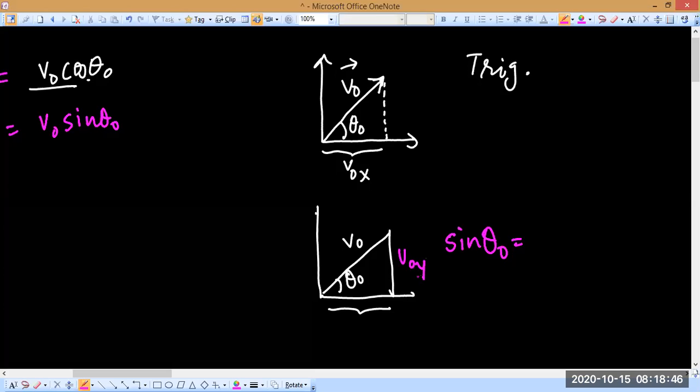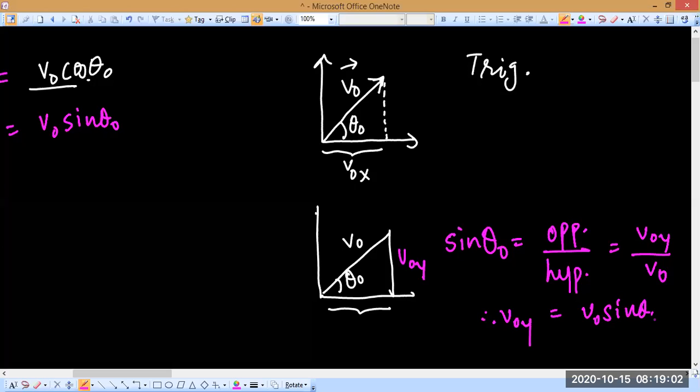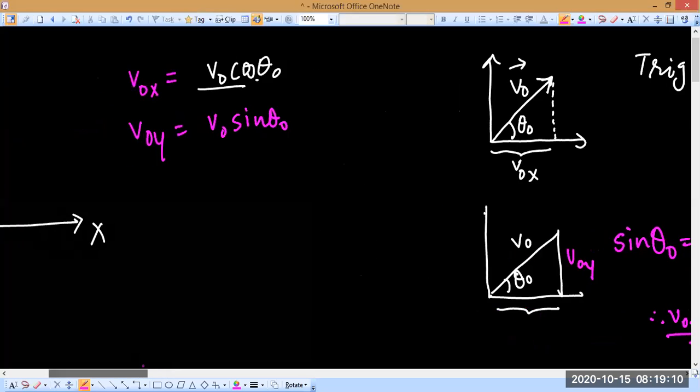This is V0y. So if you want to find V0y, you have to take sine theta because it is opposite upon hypotenuse. So opposite is V0y divided by hypotenuse is V0. That's why V0y is equal to V0 sine theta 0. This is how you find it. Clear? Okay. I hope everyone has learned it, right?